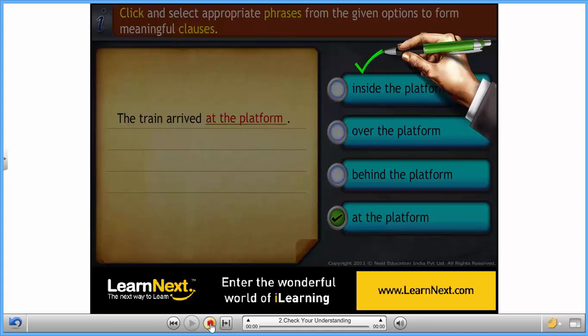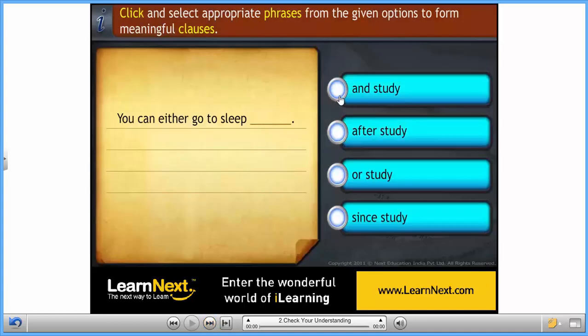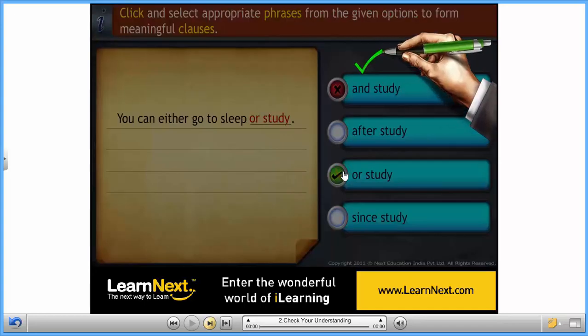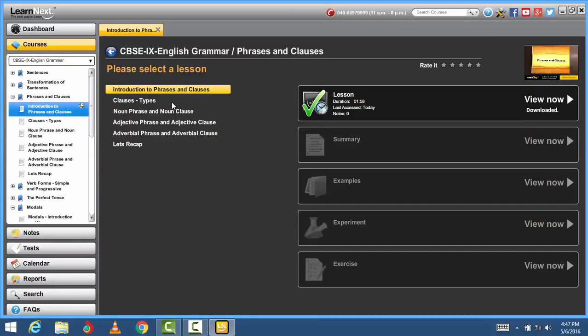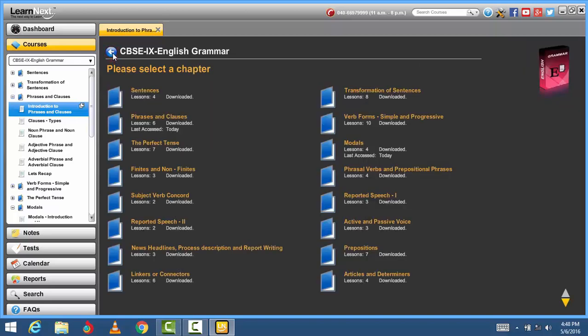Click here for the next question. If you will make a mistake, it will say Try again. If you will make it right, Yes, that's right. This way, approx 10 questions will be there. Then we go for next lesson. Activity will be there. Next lesson with activity, next lesson. At the end, all the lesson will be revised. So starting with sentences up to vocabulary, everything of English grammar is there.